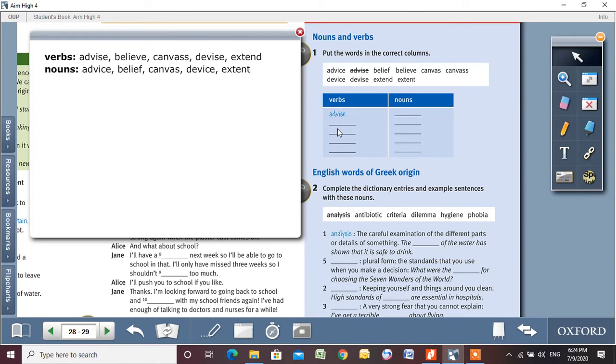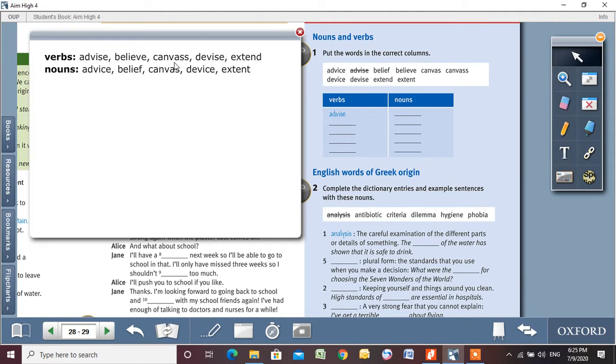Now, what about the second one? The second one, we will put believe. Believe as a verb, and of course the noun of it is belief. Believe with VE, the verb, but the noun ends with F.